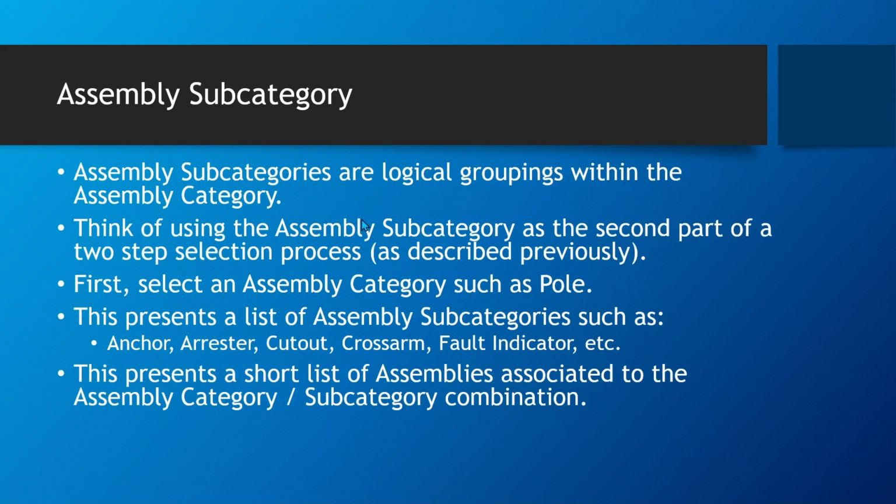The assembly subcategory is a logical grouping of assemblies within the assembly category. So think of the assembly subcategory as the second part of a two-step selection process. In our example before, we selected pole as our category. That gave us a short list of subcategories associated to that pole. So you might have anchor, arrestor, cutout, crossarm, fault indicator, etc. From there you pick the particular subcategory. So let's go back to our crossarm, and then I would see just a small list of crossarm assemblies, and I would select it from there.